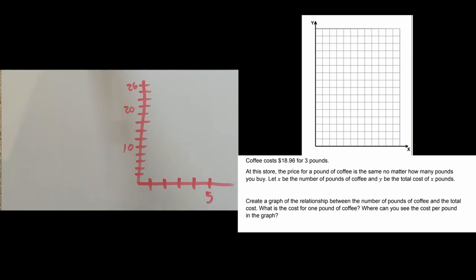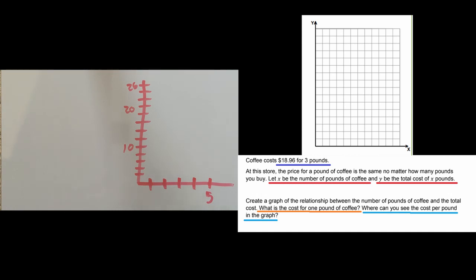So it says coffee costs $18.96 for 3 pounds. At this store, the price per pound of coffee is the same no matter how many pounds you buy. X is the number of pounds, Y is the total cost. No questions there, so the questions come next. It says create a graph of the relationship between the number of pounds of coffee and the total cost. What's the cost for 1 pound, and where can we see that on the graph?